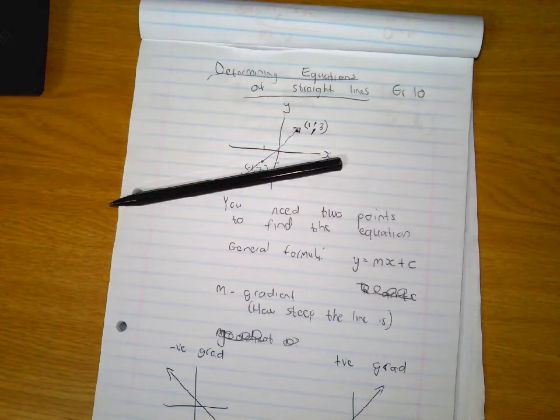So if your gradient is 2, that means that when x goes up by 1, y will go up by 2. If your gradient is 4, when x goes up by 1, y goes up by 4. If your gradient is a half, when x goes up by 1, y will go up by a half. And then same thing with negative. If your gradient is -2, when x goes up by 1, y will go down by 2. When your gradient is -3, when x goes up by 1, y goes down by 3.